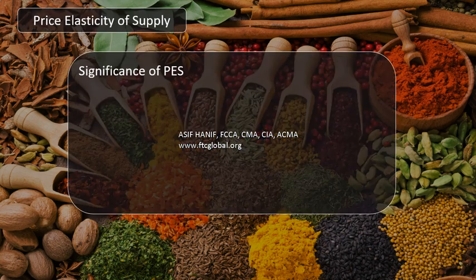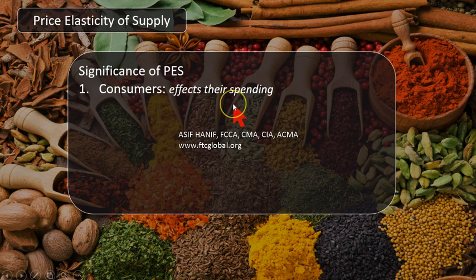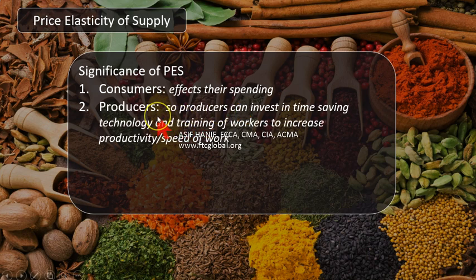Next topic, significance of price elasticity of supply for consumers. Yes, it will affect their spending. If it is less elastic, supply can't increase in the short run, so the consumer may have to pay more. It will result in increased spending from the customer side. And from the producer side, how does elasticity of supply affect producers? Producers can invest in time-saving technology so as to expand their production, and train workers to increase productivity and speed of work. So if producers can invest in technology and train their workforce, then they will be able to produce more output in the short run.